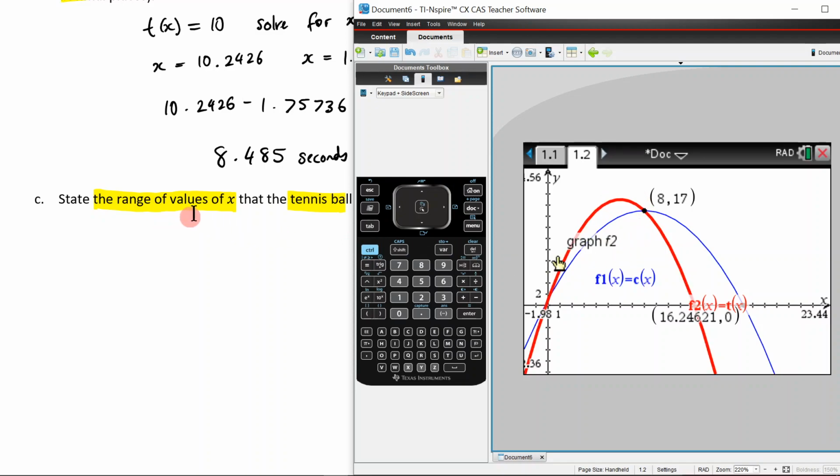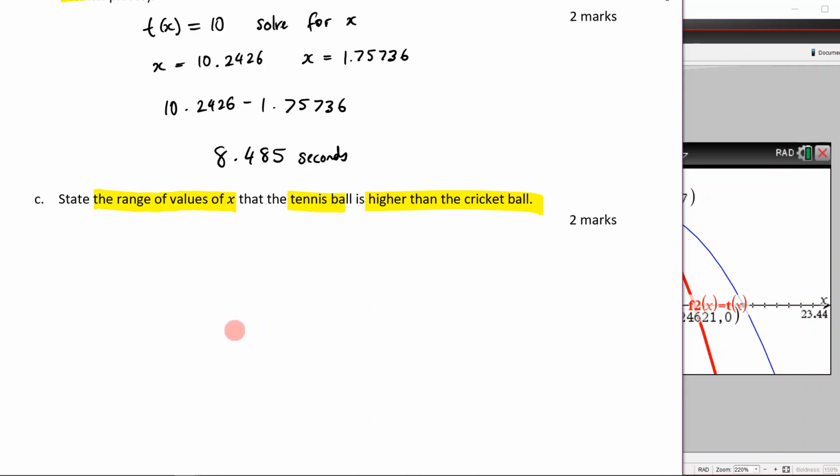But it says state the range of values of x. So what your answer would be is, let me grab a pen. It will be x is an element of, now you wouldn't include 0, because at 0 there would be the same height, but then you'd go all the way to 8. Now would you include 8? State the range that it's higher.